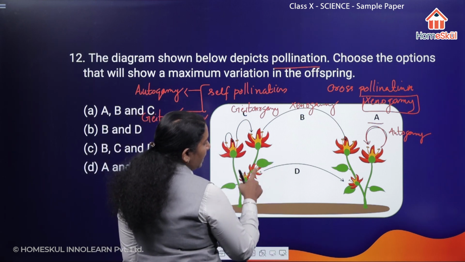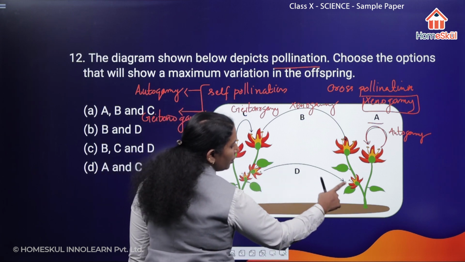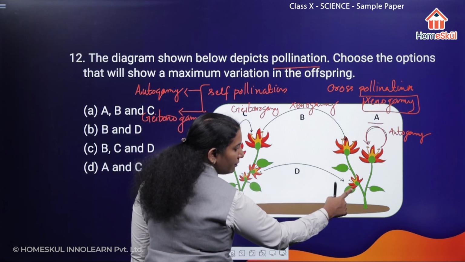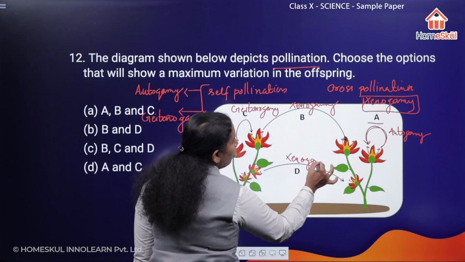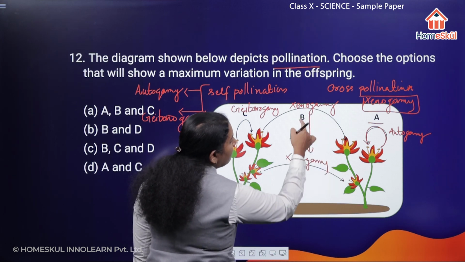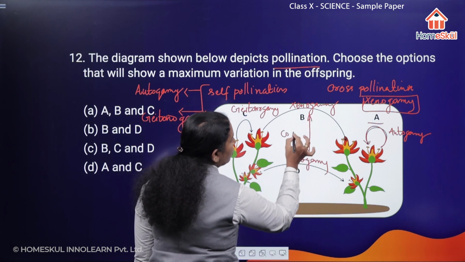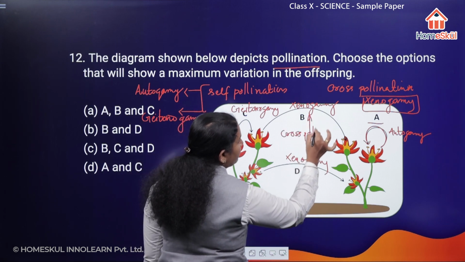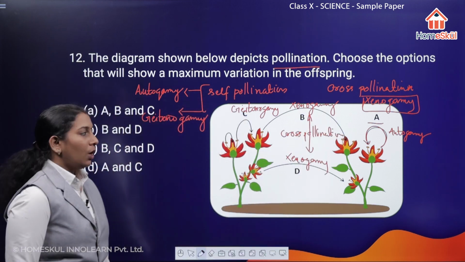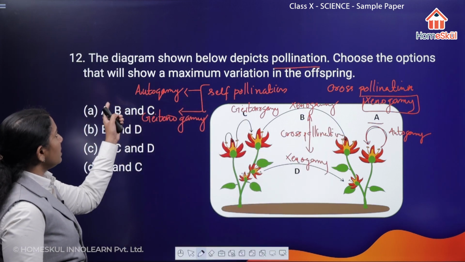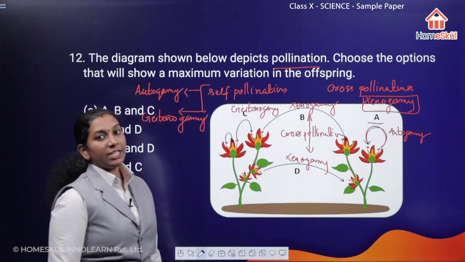And here you can see the pollen grains of this flower getting deposited on the stigma of another flower of a different plant. So, this will be again xenogamy, that is cross-pollination. These B and D, they are both cross-pollination, right? Okay, so the question is: choose the option that will show maximum variation in the offspring.